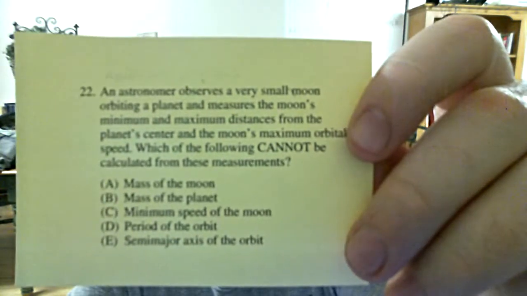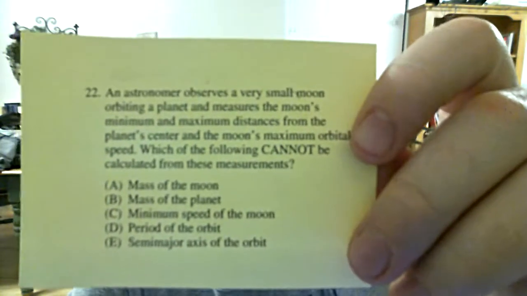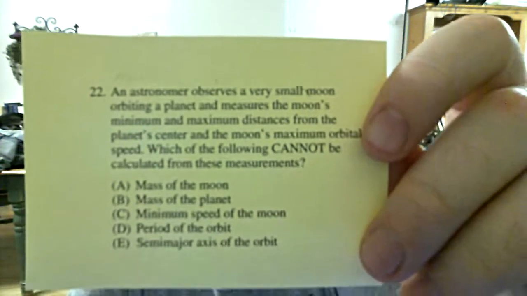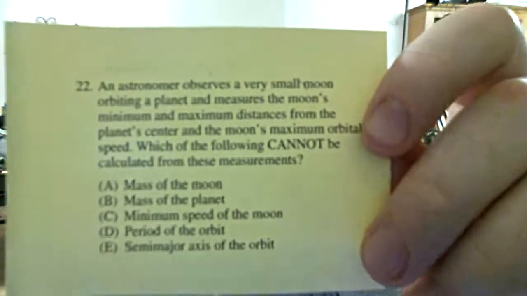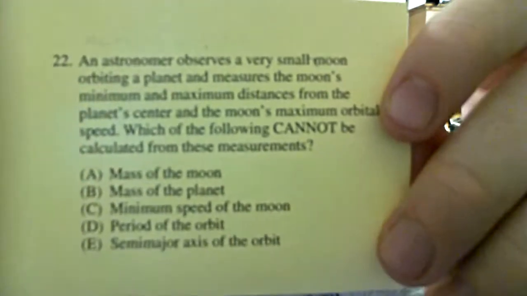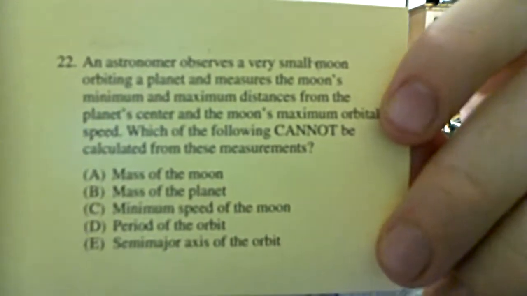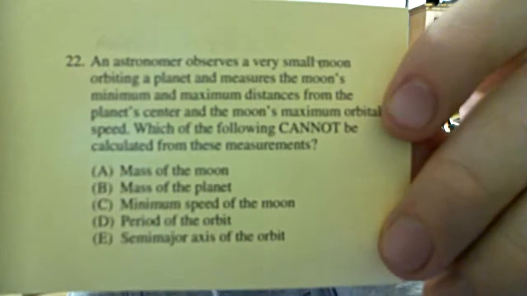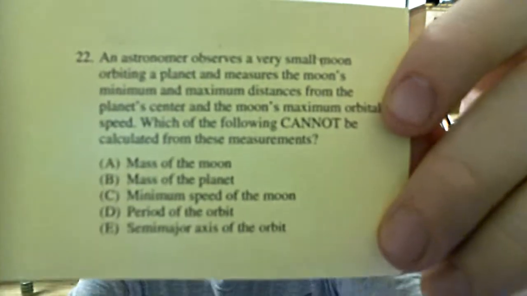Let's go read the text. 22. An astronomer observes a very small moon orbiting a planet and measures the moon's minimum and maximum distances from the planet's center and the moon's maximum orbital speed. Which of the following cannot be calculated from these measurements?